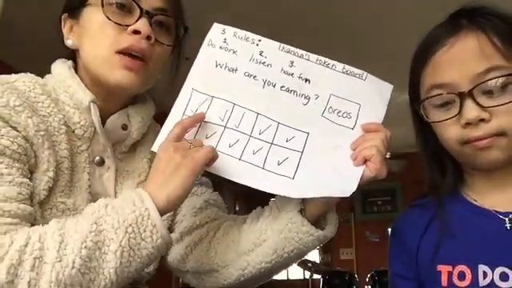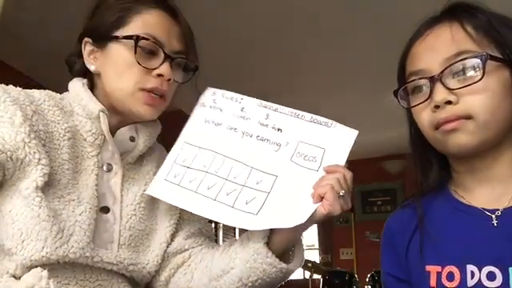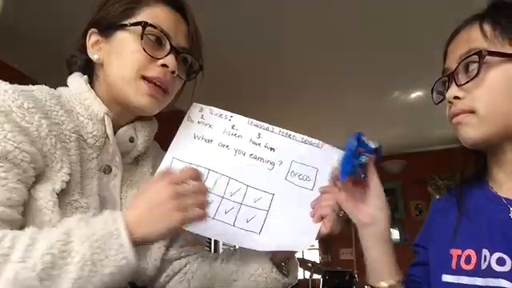Give yourself a check. All right, so Karina earned all 10 checks. 1, 2, 3, 4, 5, 6, 7, 8, 9, 10. And she earned the Oreos. Good job, Karina. So families and parents and guardians, that is how you can play the game with your child.